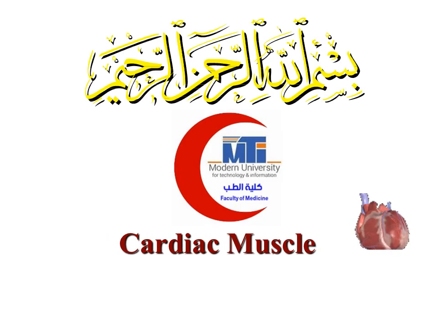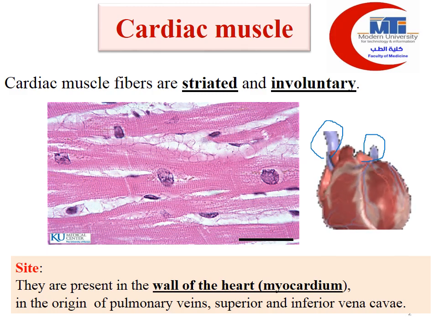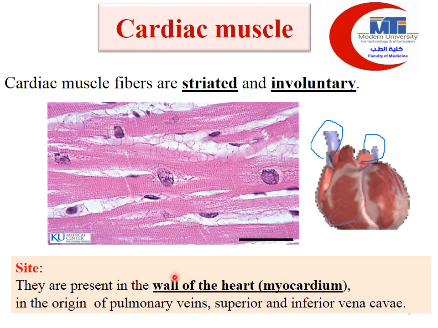Today we will discuss and explain the cardiac muscle and smooth muscles. Cardiac muscle fibers are striated and involuntary muscles. What is the site of the cardiac muscles? They are present in the wall of the heart, in myocardium, in the origin of pulmonary veins, superior and inferior vena cava.